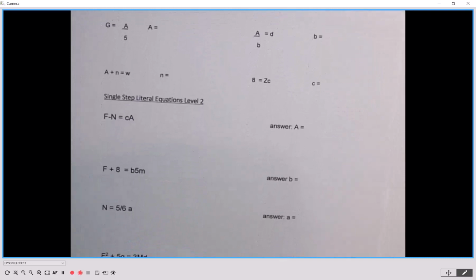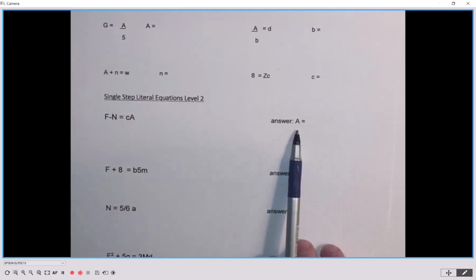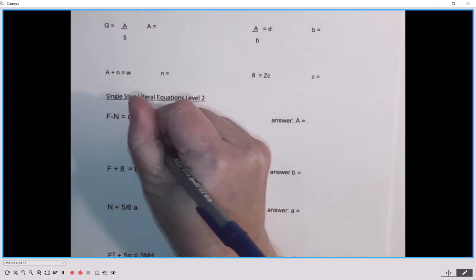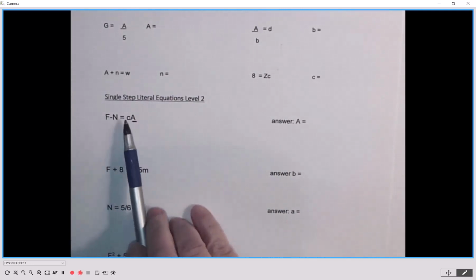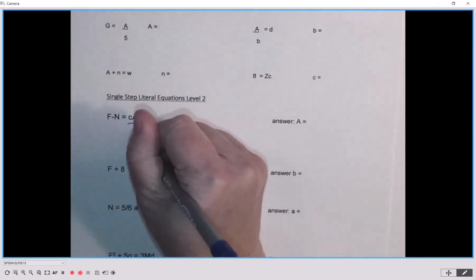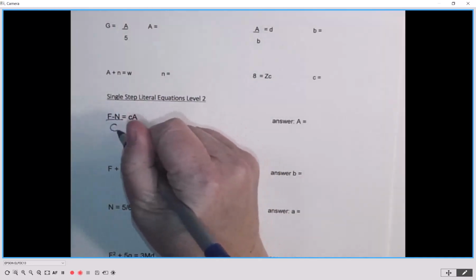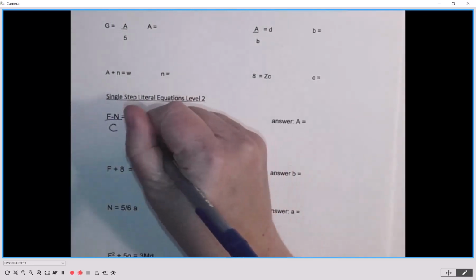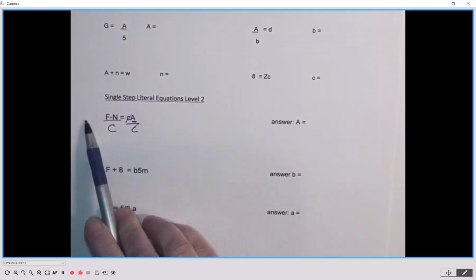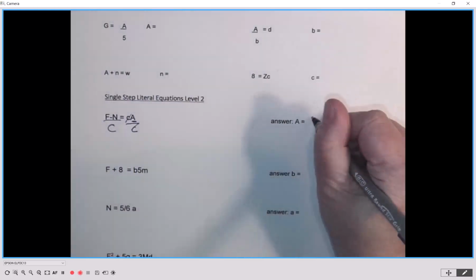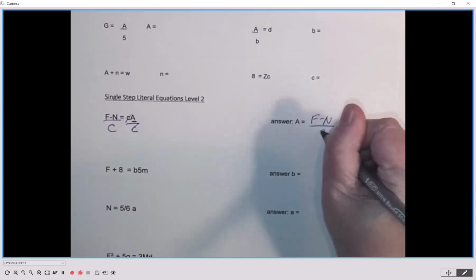All right, let's take a look at the level 2 here. All right, we're still trying to isolate a letter. We're trying to isolate the A, so maybe it helps you to underline it so you know that's what you're going for. Notice that the C is attached to A, so I want to get rid of that. So I'm going to divide both sides by C. The whole thing gets divided by C. So these cancel out, but it leaves this on this side as A is equal to F minus N over C. And that is your answer.